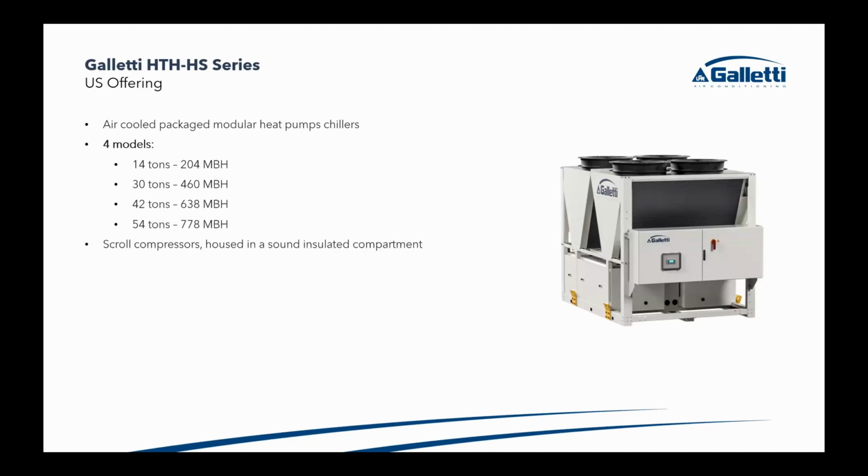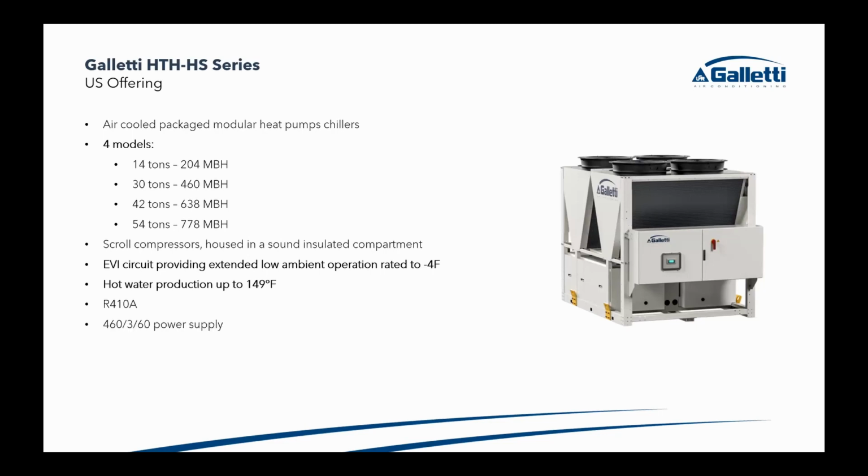We offer it in 2 different refrigerants, but to give you an idea, 14 ton to 54 ton for cooling, and 200 MBH to 778 MBH. And these units can be ganged together as many as you'd like. Now, I guess we can skip the whole EVI thing, but the unit operates down to -4 degrees, produces 149 degree Fahrenheit water temperature down to about 12 degrees. And then by the time you get to -4 degrees, you get about a 131 outlet temp.